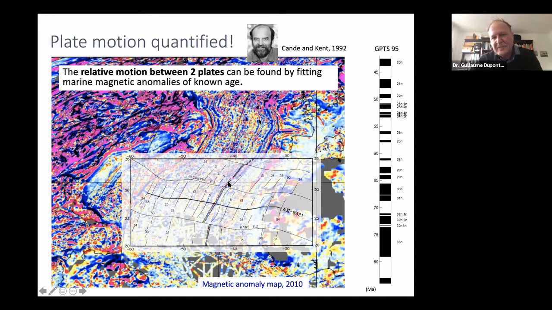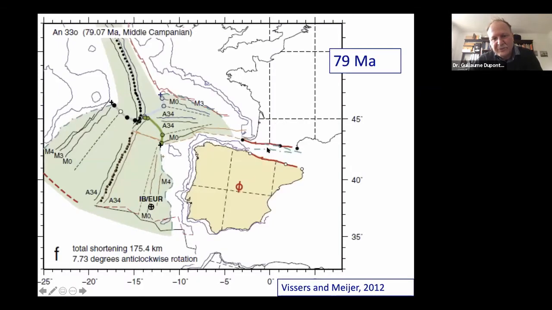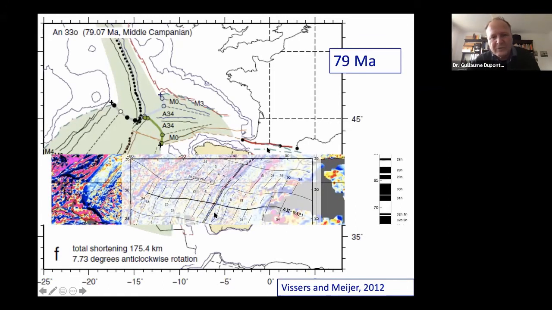Okay. So I show you in these figures how this actually works. This is an example for the restoration of Iberia. And you can see here in the Atlantic, you have different marine magnetic anomalies. They are shown here as A34, M0, M3. So these lines are actually the anomalies.